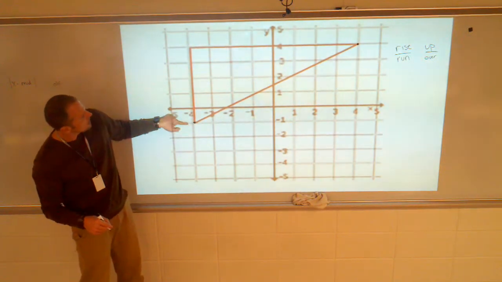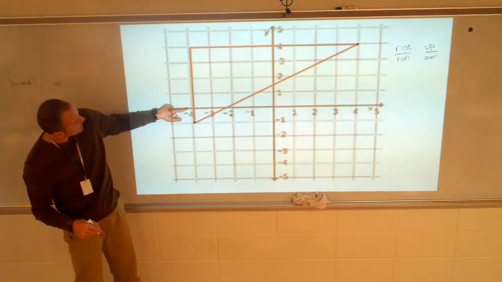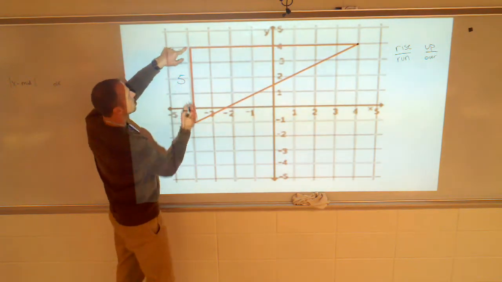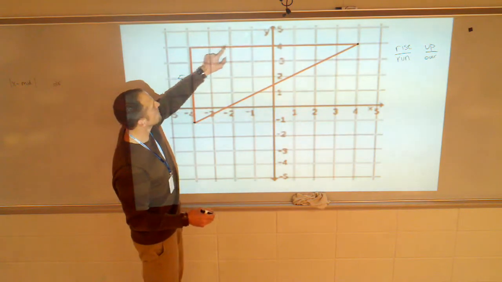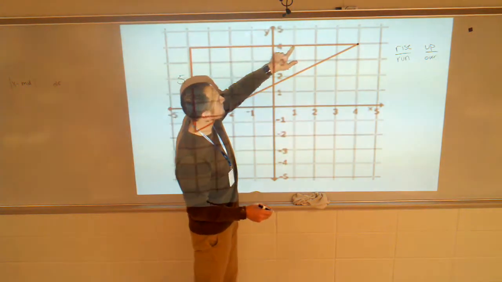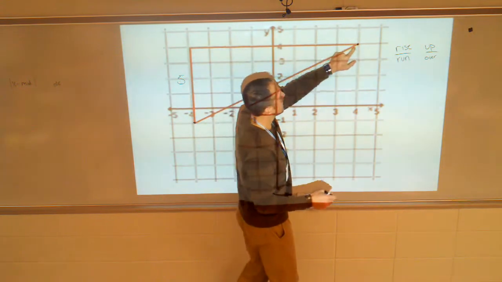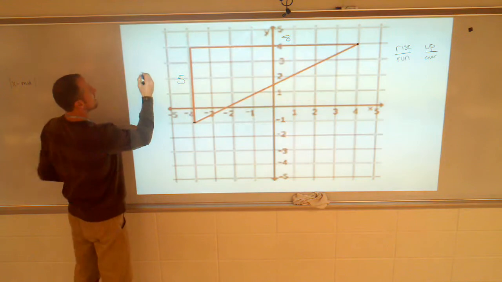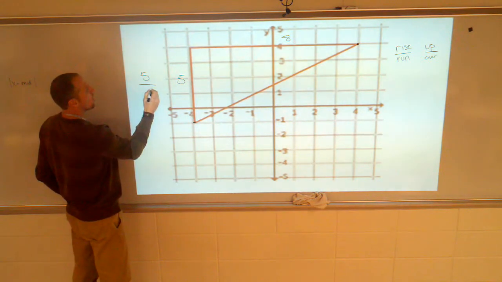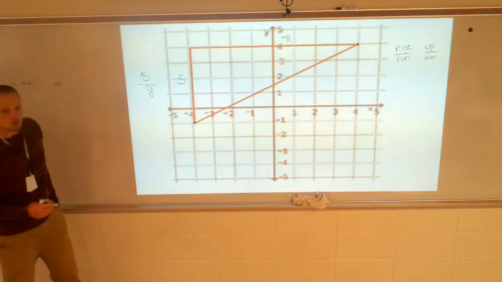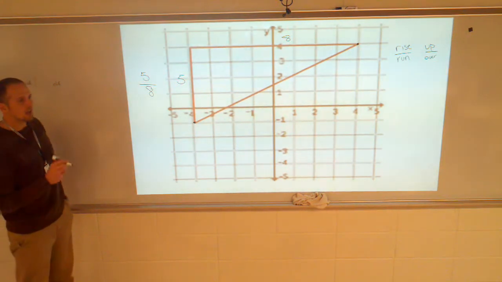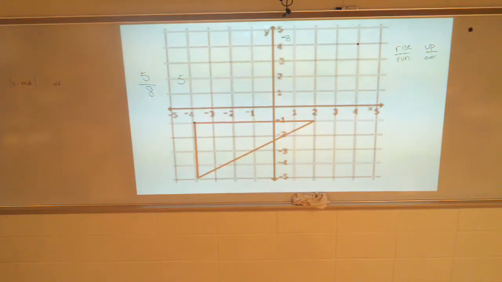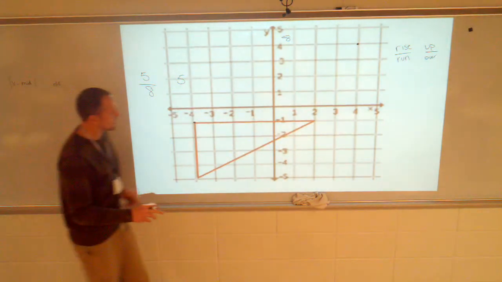So, from here, I go up 1, 2, 3, 4, 5. And I go over 1, 2, 3, 4, 5, 6, 7, 8. So my slope, up over over. I went up 5. I went over 8. So my slope is 5/8. No, we're not going to use those. All right, let's look at this one.